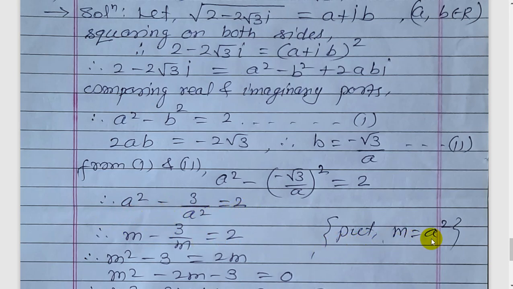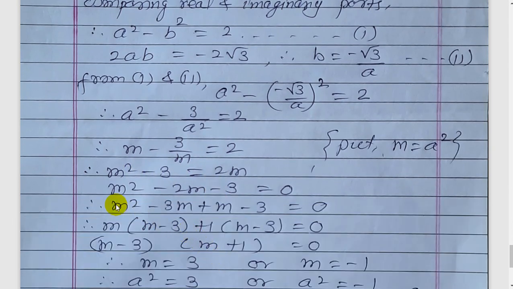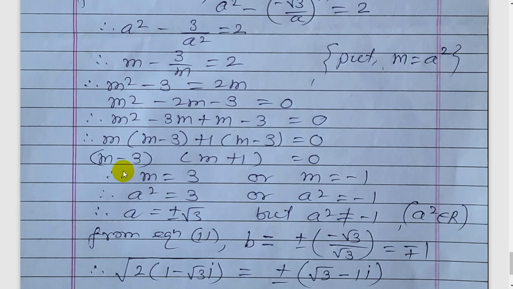Put m equal to a square. Therefore, m minus 3 upon m equal to 2. So it can be written as m square minus 3 equal to 2m. Therefore, m square minus 2m minus 3 equal to 0. Now, it is a quadratic equation in terms of m. Now, splitting the middle term, we get m square minus 3m plus m minus 3 equal to 0. Now, taking common, we get m into (m minus 3) plus 1 into (m minus 3) equal to 0. Therefore, (m minus 3) and (m plus 1) are factors. So, (m minus 3) into (m plus 1) equal to 0.